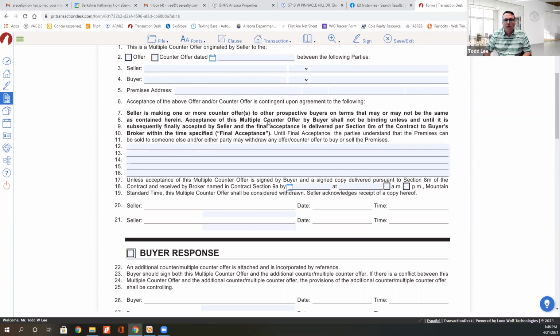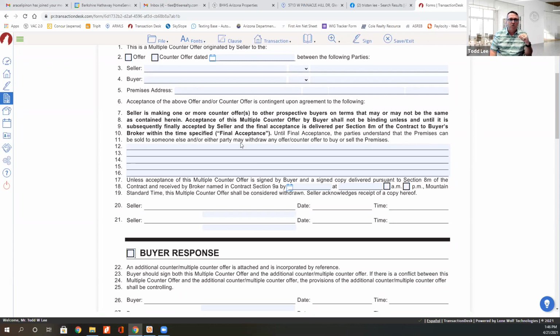Seller is making one or more counter offers to the prospective buyers on terms that may not be the same as contained herein. So you can make multiple counter offers with different terms to different people. You don't have to have the same terms for every multiple counter offer that you issue. You can have different terms for each one. Does that make sense?